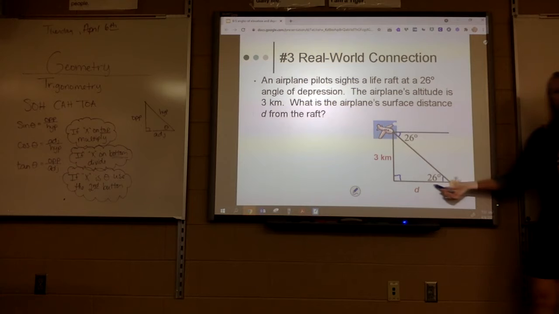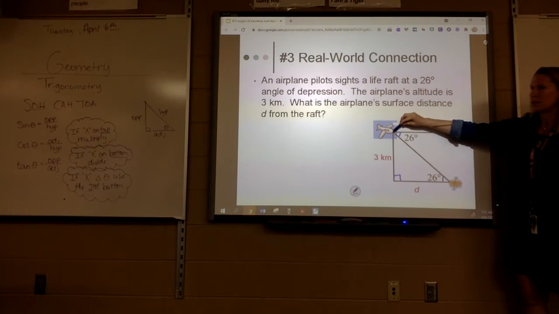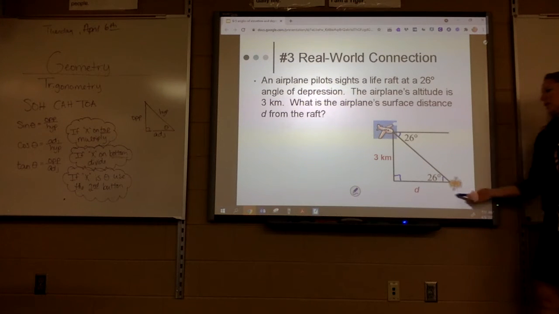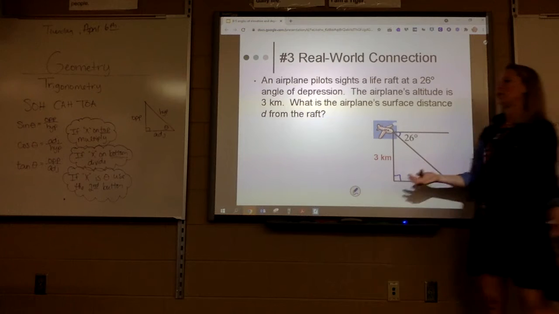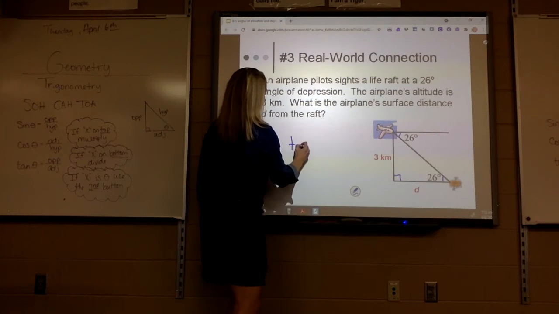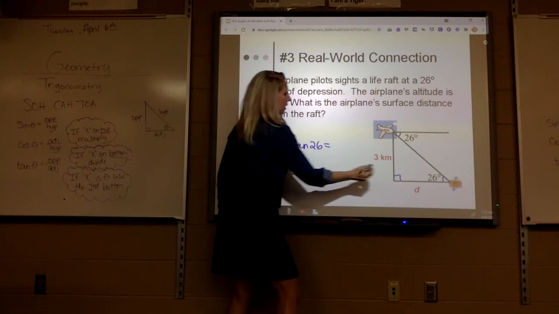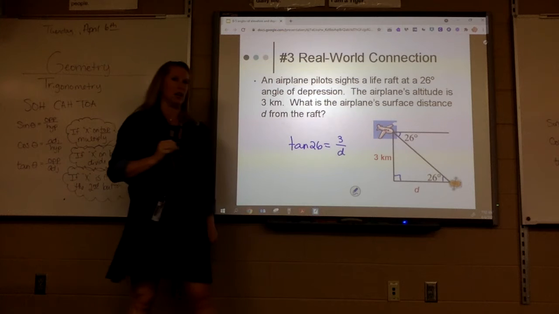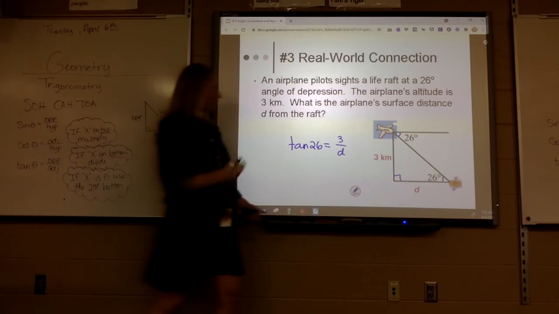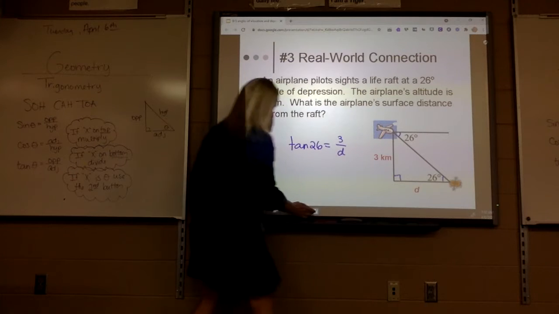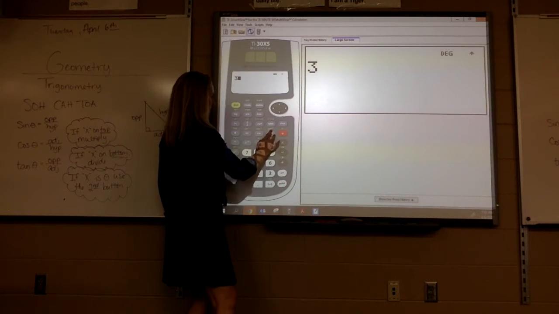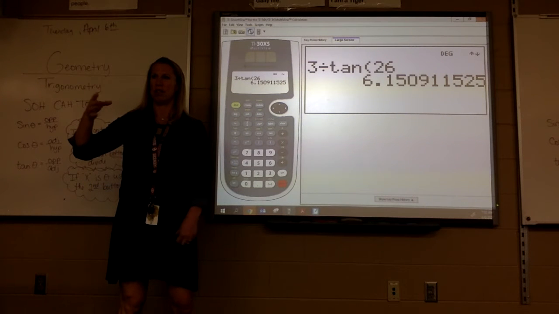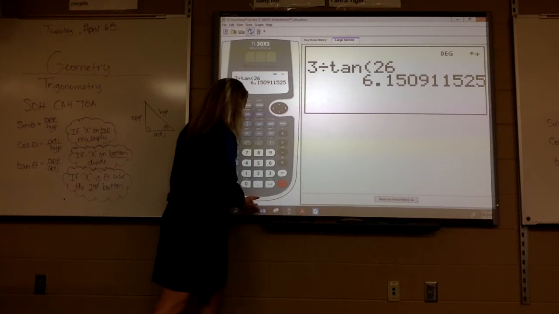So I would put it on bottom. I wouldn't want this distance from the raft, since it says surface distance. So there's no hypotenuse. Which one would we use? Tan. Tan 26. Tan is opposite over adjacent, so 3 over D. D is on bottom, so divide. 3 divided by tan 26. Are you guys getting pretty good at figuring out whether it's sine, cosine, or tangent now? Yeah. Good. Okay.